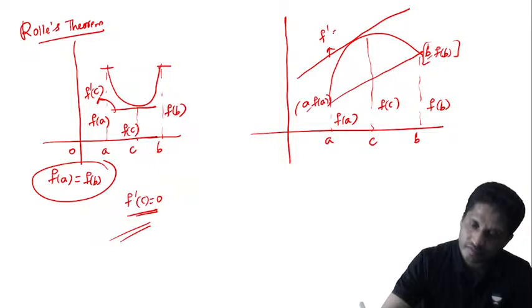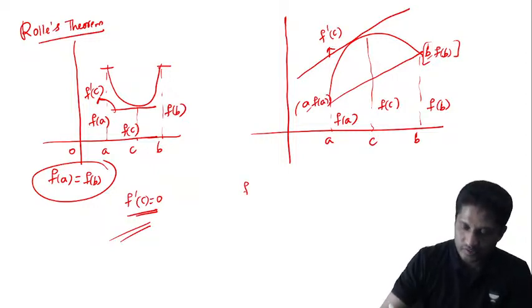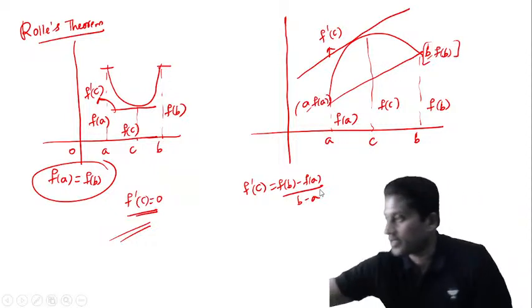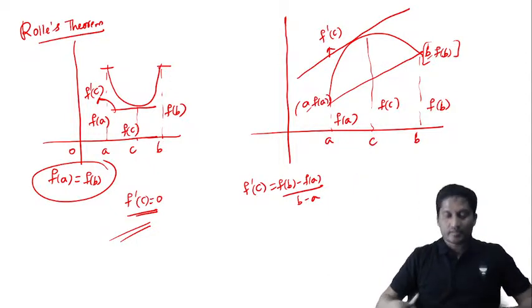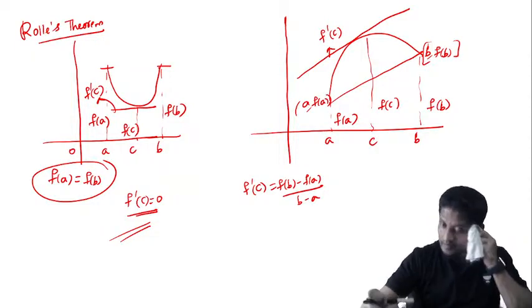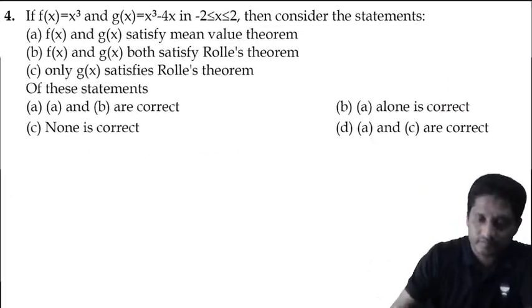This is equal to f dash of c. The slope of the tangent should be equal to the slope of the chord. f dash of c is equal to f of b minus f of a upon b minus a. Right, this will be the mean value theorem.